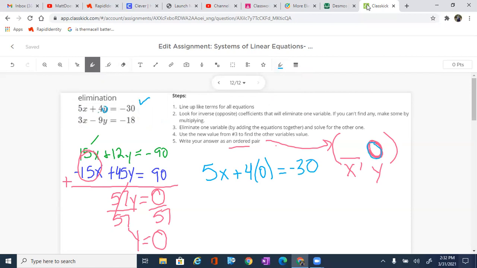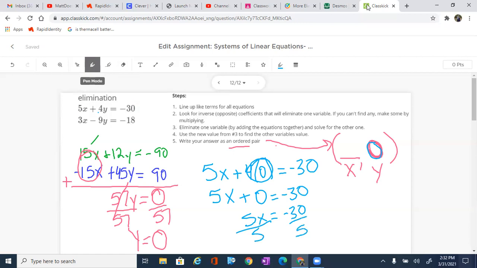Okay, and now what we're simply going to do is simplify and solve from there. So I'm going to have 5x plus 4 times 0, which is 0, equals negative 30. Which gives me 5x equals negative 30. And then I can just divide by 5. x equals negative 30 divided by 5, which is negative 6. I could plug that in. So our coordinate point should be negative 6, 0.